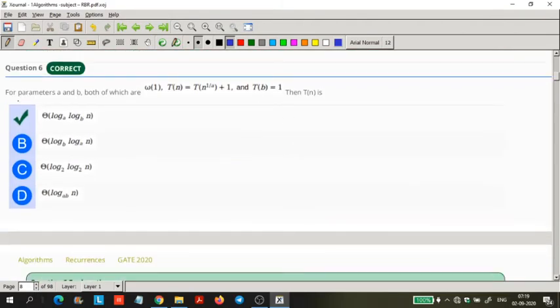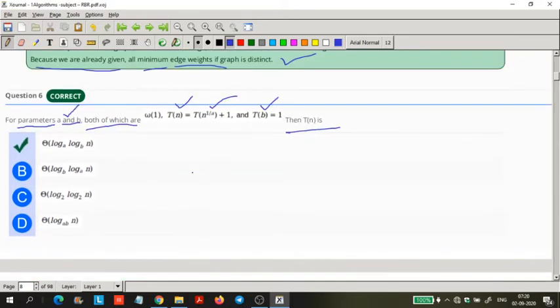Now, for the parameters a and b, both of which are omega of 1, T of n is equal to T of n raised to 1 by a plus 1, and T of b equals 1. Then what is this T of n they are asking for?